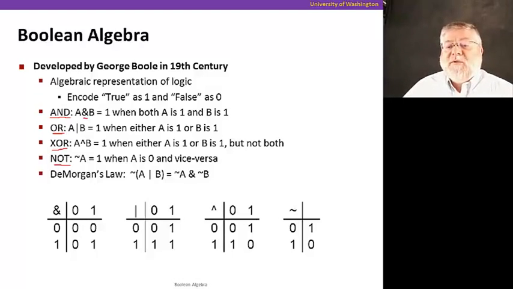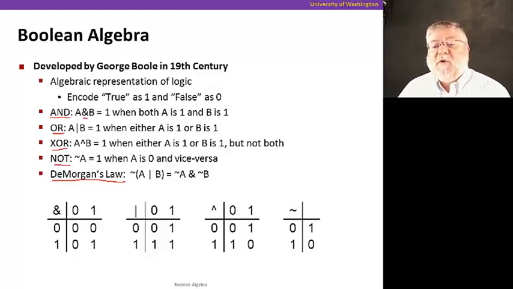An interesting law in Boolean algebra that can be derived from basic principles is De Morgan's law, which basically says the complement of the OR of two variables is the same as the AND of the complemented variables. And this can be very valuable when we want to eliminate ORs to have only ANDs, or eliminate ANDs to have only ORs in a logic expression.